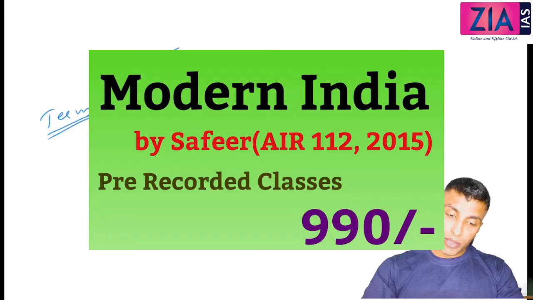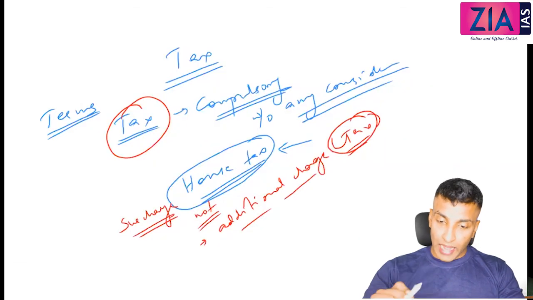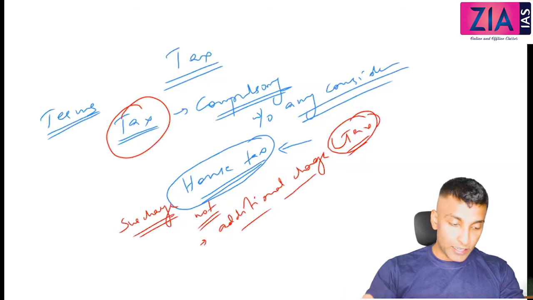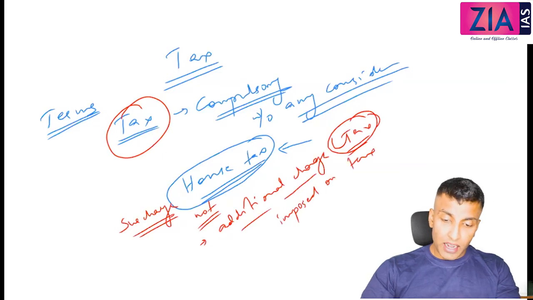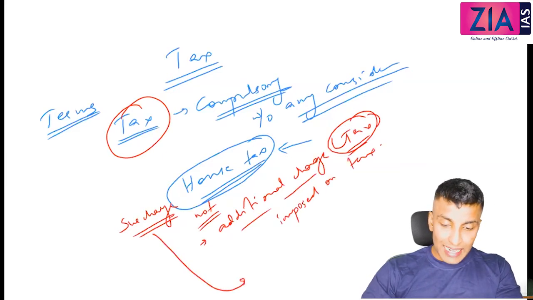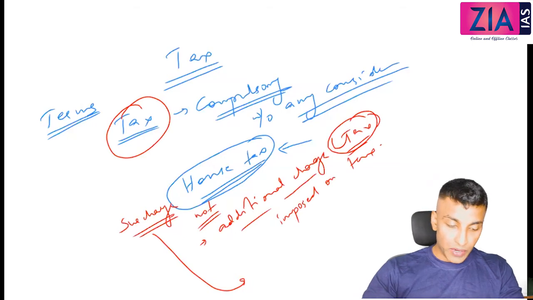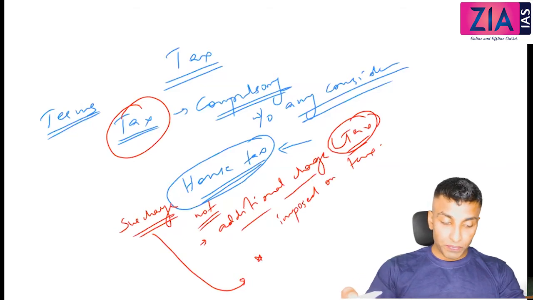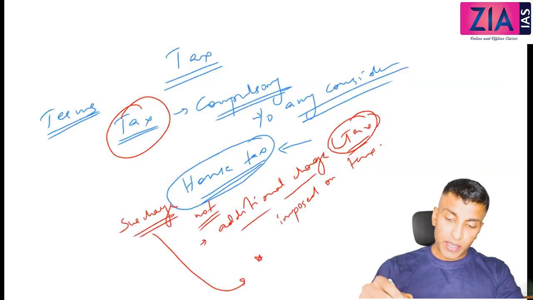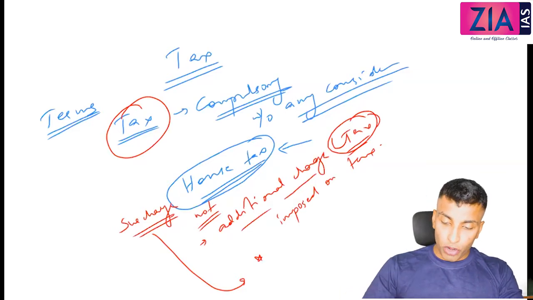So why is it additional? Because it is over and above this tax. So that is why it is again a tax. Some people say tax on tax, but just write it is an additional charge imposed on tax. Now why is it done? It is basically a means of raising revenue temporarily. This will be imposed other than the normal tax slab.